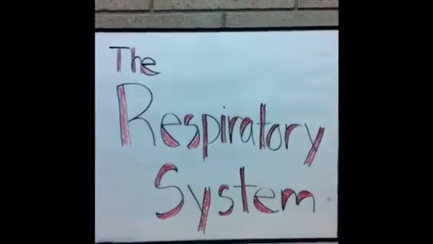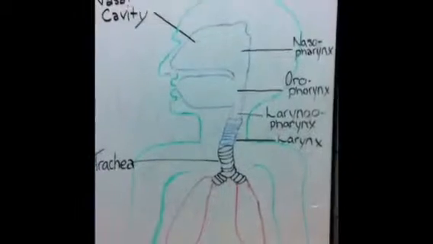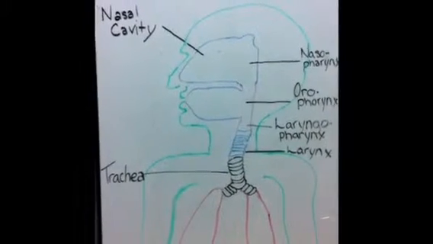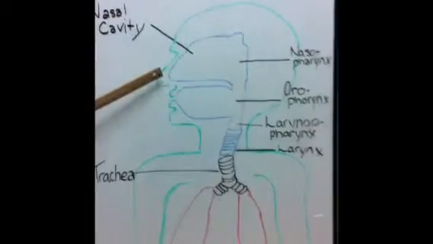The respiratory system, the main parts and functions. Through pulmonary ventilation, air is moved in and out of the lungs. Air enters through your nose or through the mouth.